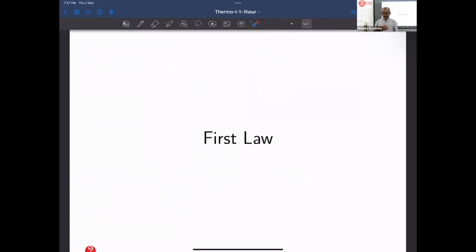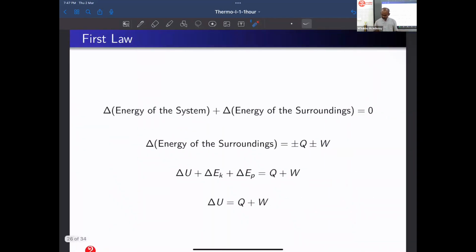The first law. Of course, we know simply it is an energy balance statement. Energy change of the system and energy change of the surroundings, total energy change is equal to 0. System plus surroundings together is the universe, so total energy of the universe remains constant. That's the statement. Energy change between the system and surroundings is happening in the way of heat and work interactions.